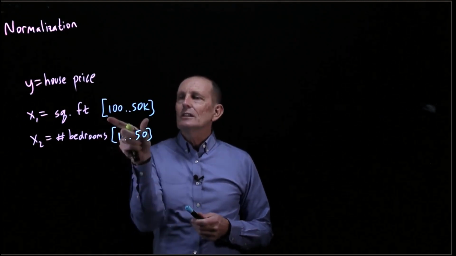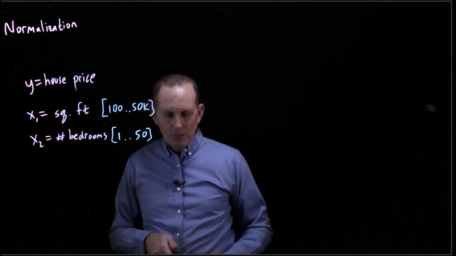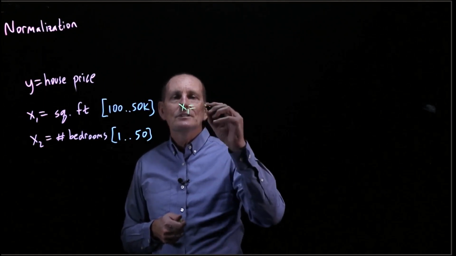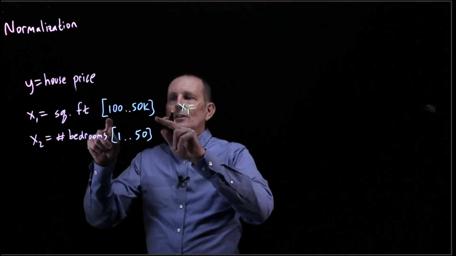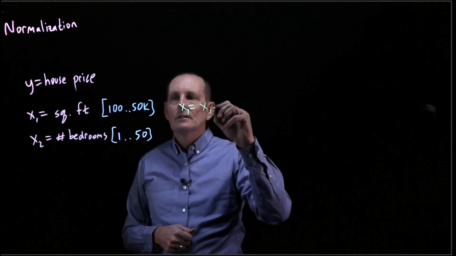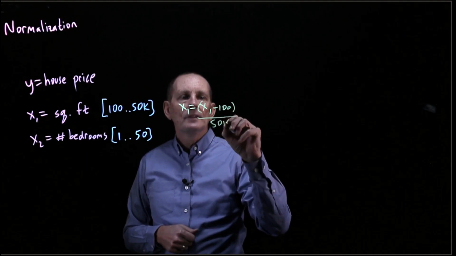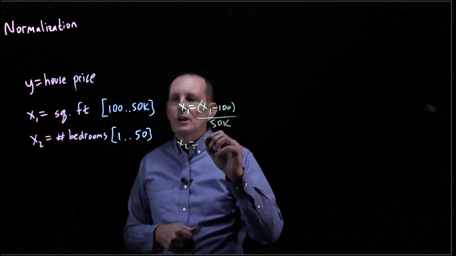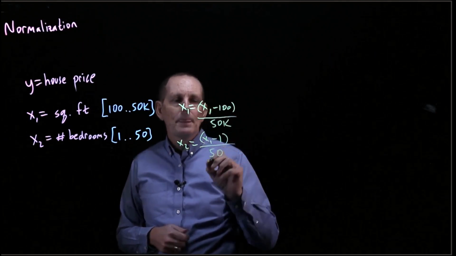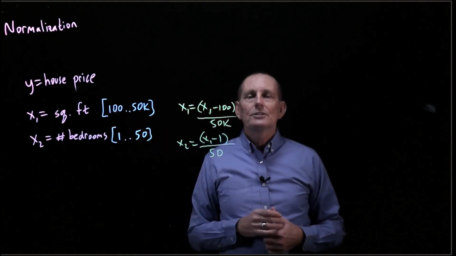Well, if we know this range, instead of training on x1, let's convert it to a range from 0 to 1. So we'll subtract the lower bound, and then divide by the upper bound. And similarly for x2, subtract the lower bound, and divide by the upper bound. And now we have 2 numbers which are both in the range 0 to 1.